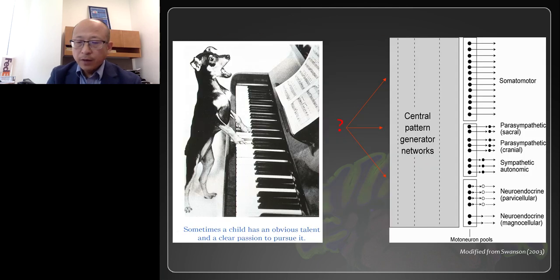Ultimately, what we are really trying to understand is, if individual neurons are the building blocks of the brain, how do these individual neurons get organized together to conduct sophisticated behavior? This follows the same principle as individual piano keys. When they have different combinations, they can play a beautiful piece of music.